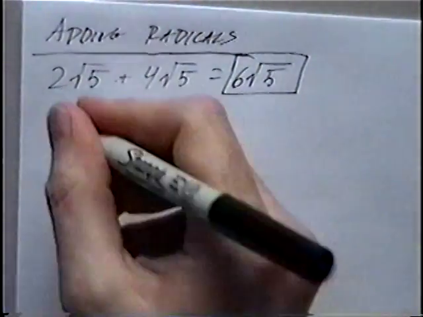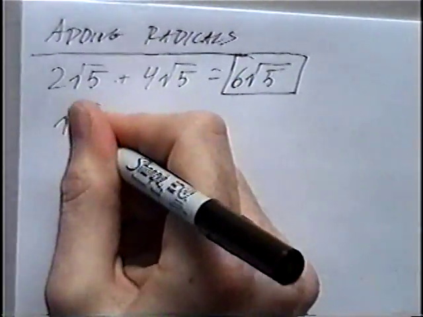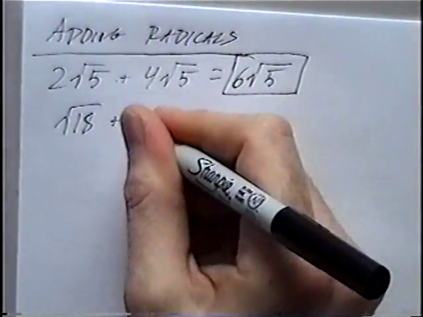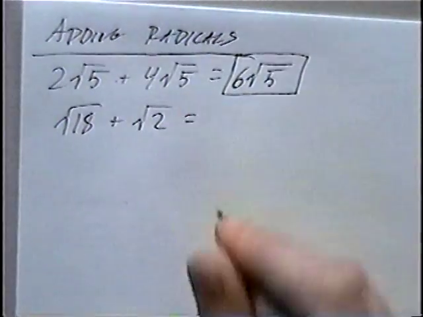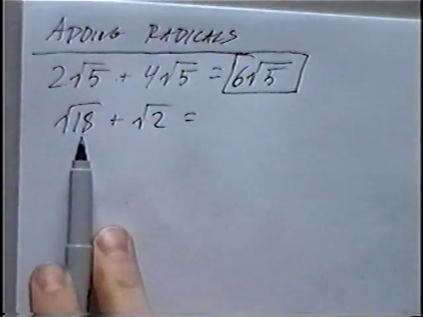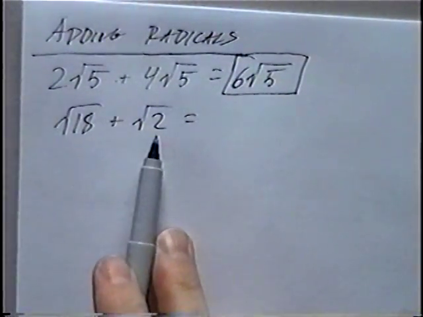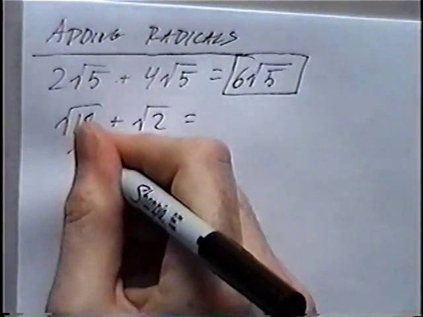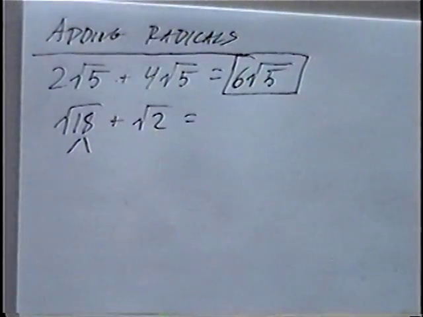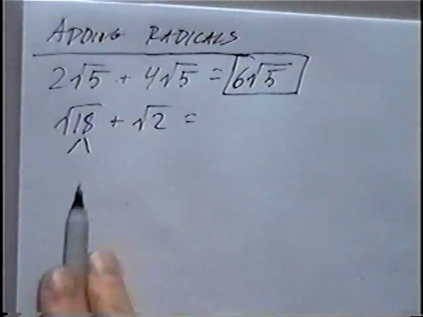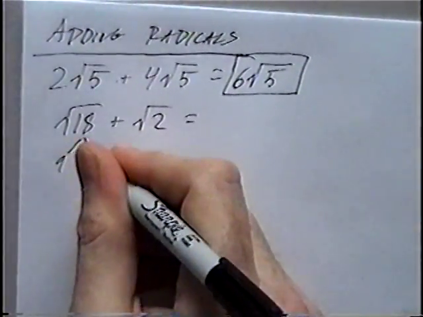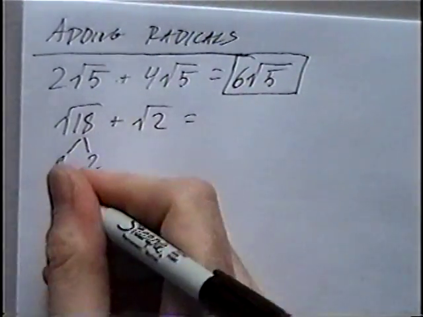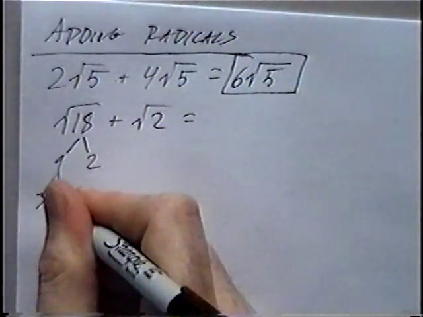Second question, and last question for the section. Radical 18 plus radical 2. This time the numbers underneath the square root or radical are different, so what we have to do is change one or both of them. In this case, the 18 we can do a factor tree for. Two numbers that multiply to get 18. Could use 9 and 2. The 9 we can factor to 3 and 3.